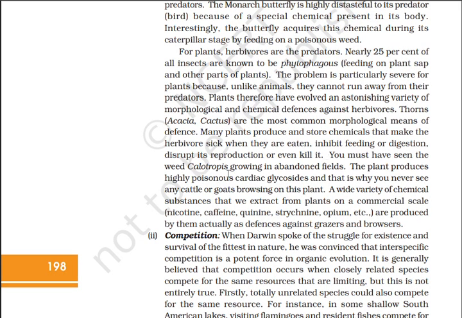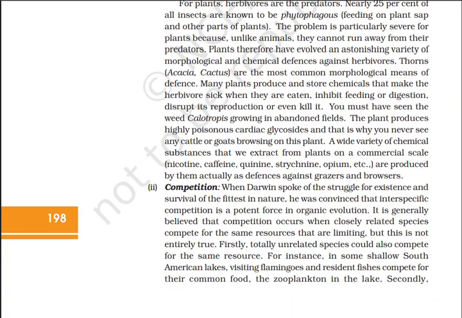You must have seen the weed Calotropis growing in an abandoned field. The plant produces highly poisonous cardiac glycosides, and that is why you never see any cattle or goat browsing on this plant. A wide variety of chemical substances that we extract from plants on a commercial scale, for example, nicotine, caffeine, quinine, strychnine, opium, etc., are produced by them actually as defenses against grazers and browsers.